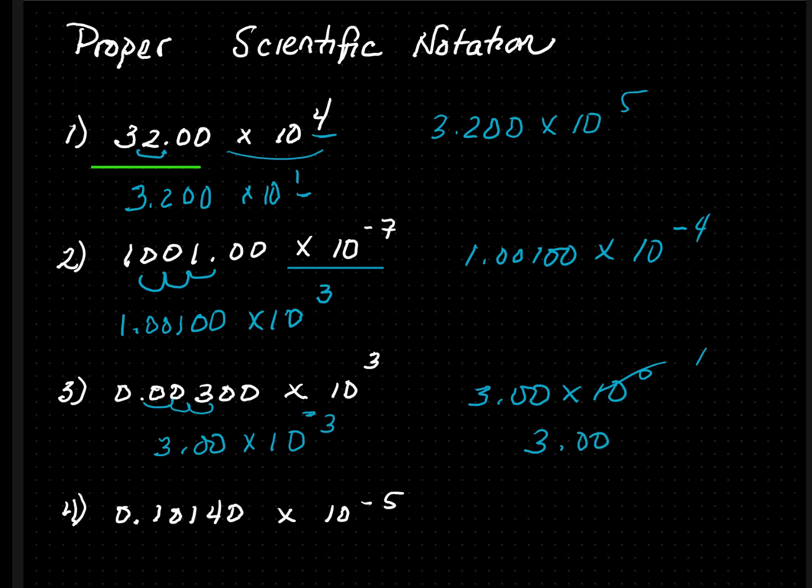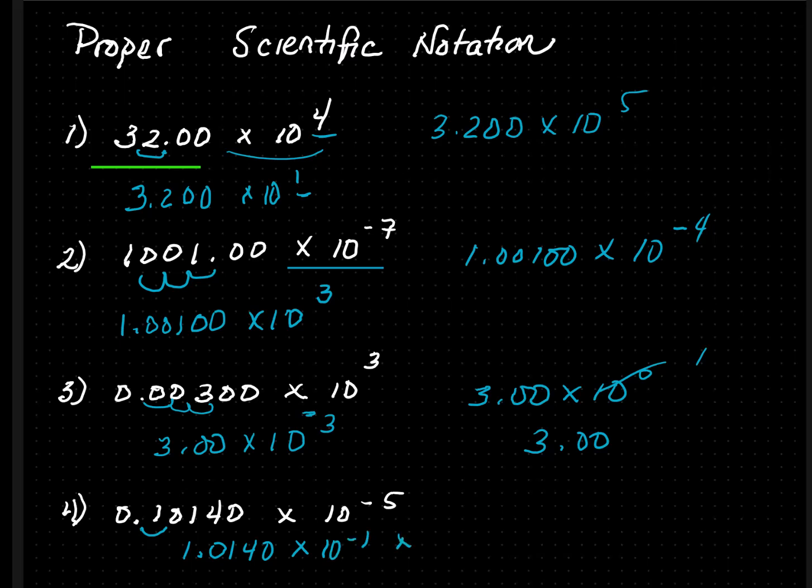Number 4, we have 0.10140 times 10 to the negative 5th. So the first thing I'm going to do is look at the first part and write it in proper scientific notation by moving the decimal to the right 1 place. So this becomes 1.0140 times 10 to the negative 1st.